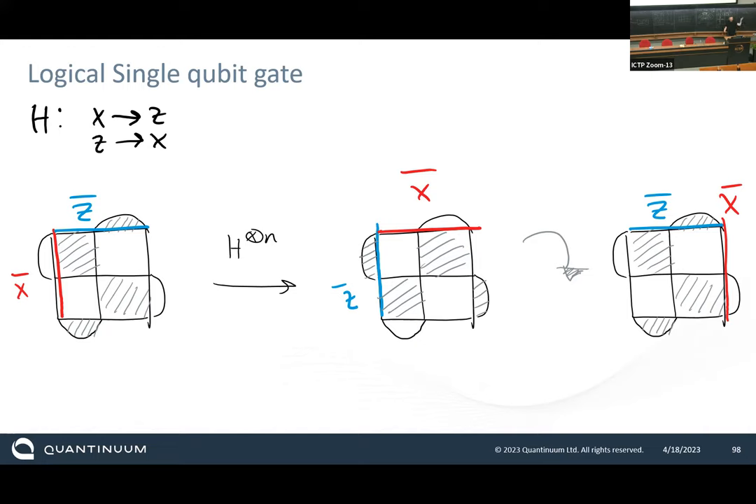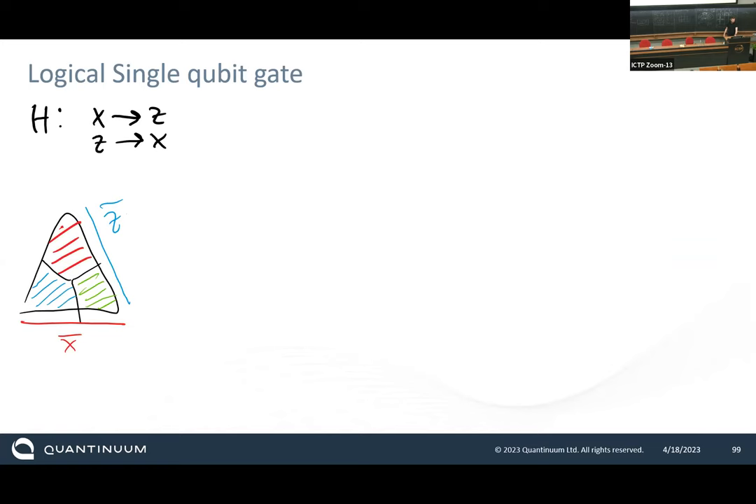So if we rotate the code around, however we do it, we get the same thing as the original, except the X is over on the other side. However, as I've mentioned before, any string that connects the top and bottom boundary is equivalent. You can multiply by stabilizers to move the thing over, and it still has the same logical information. So we've gotten back the code, and we have indeed done the transversal Hadamard.